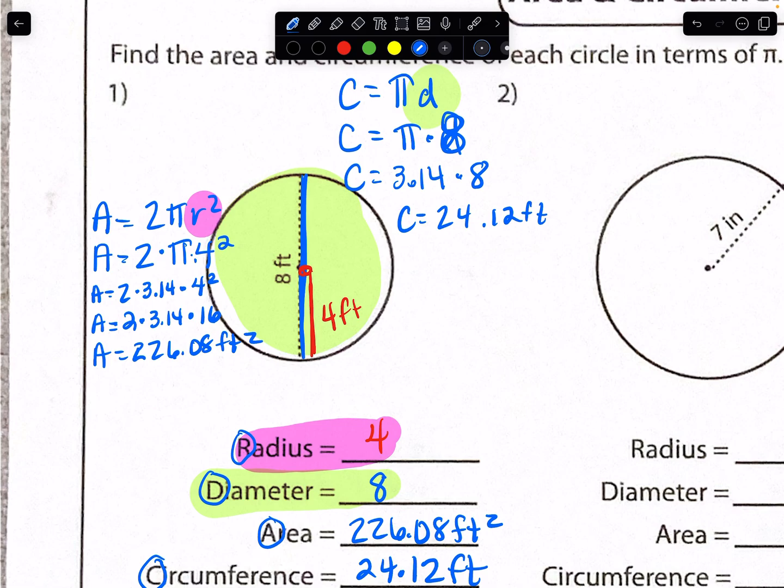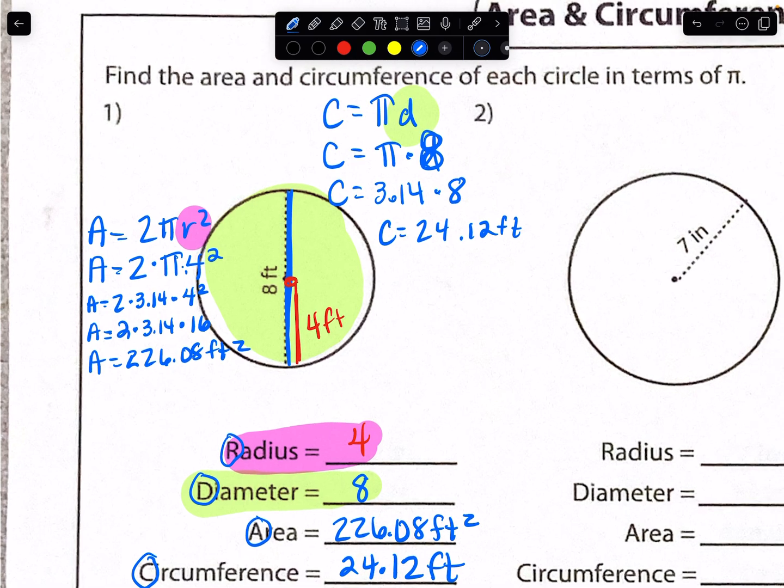Now I'm going to push pause. I want you guys to calculate those same things, but instead of using 3.14, you're going to use the pi button. So making sure that you see that there is a slight difference. When the numbers are smaller, it is a small difference, but when the numbers get bigger, it is a big difference.